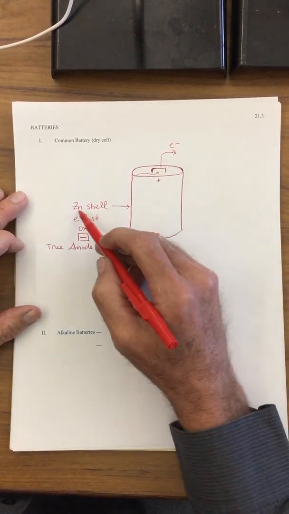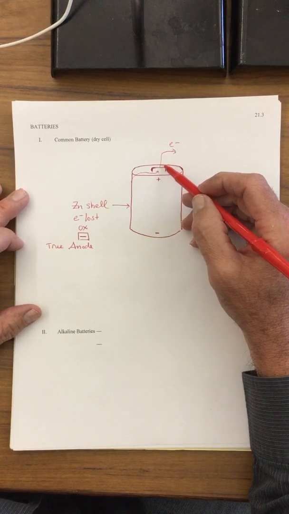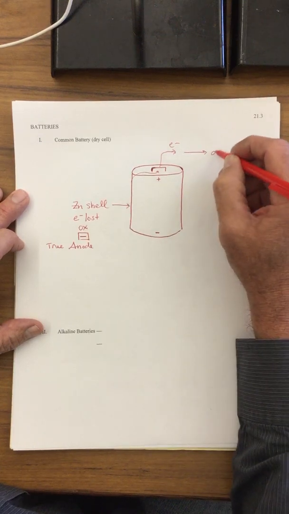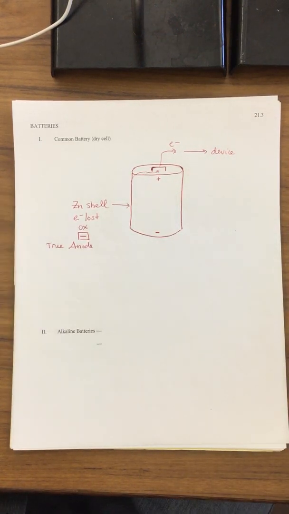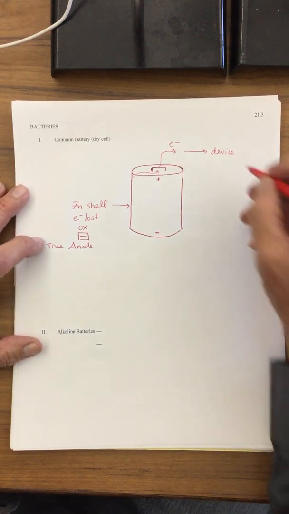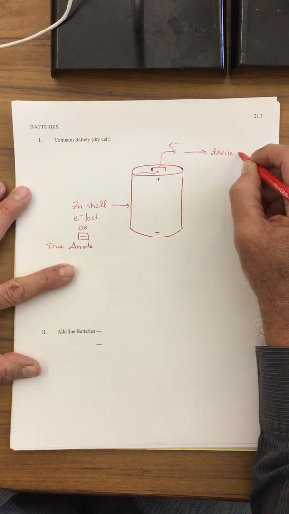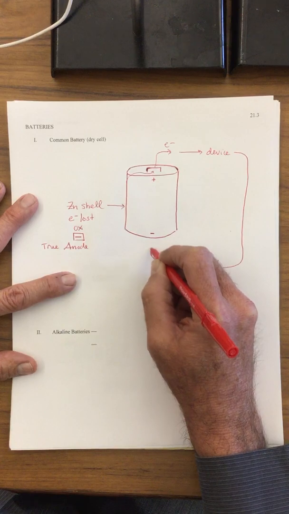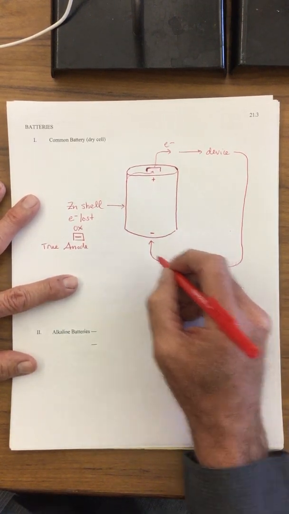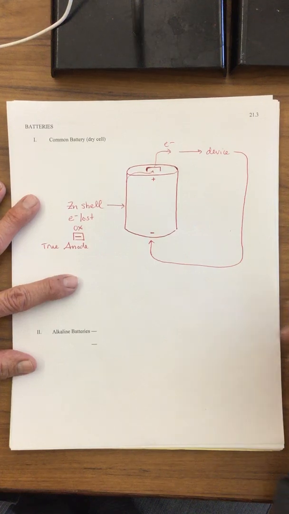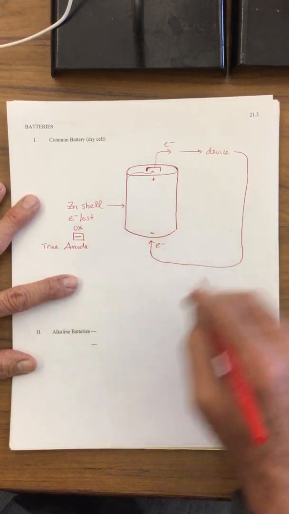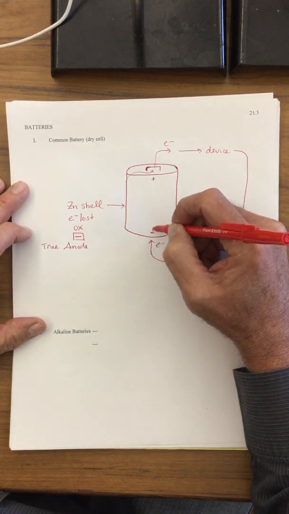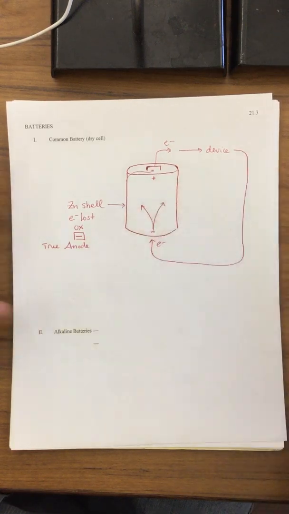So these electrons are going to be coming from the zinc shell, going through this nub, coming out and going into the wiring. They're then going to go into whatever device you are using, a flashlight, for example. Then the electron comes from the device, and there's wiring that's going to deliver the electron back to the battery. So the electron comes out, and the electron comes back in. When it comes back in, it goes to the inside of the battery.